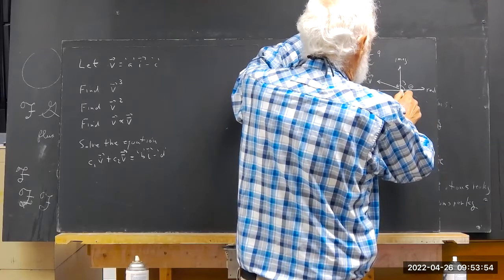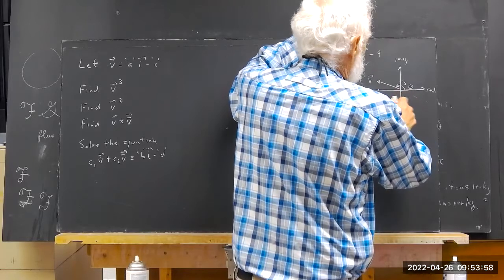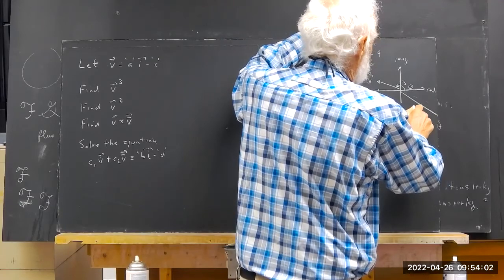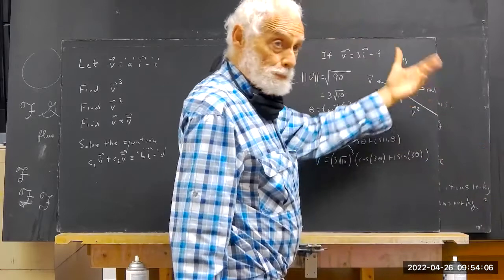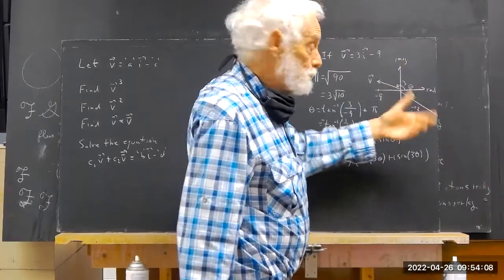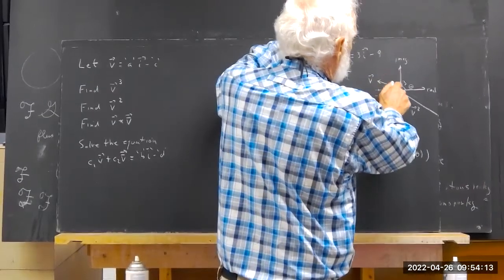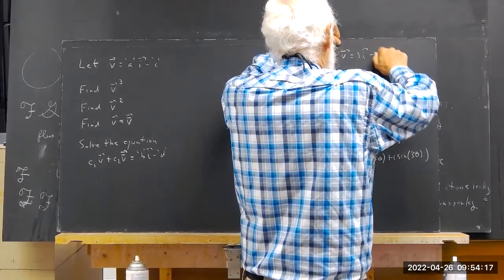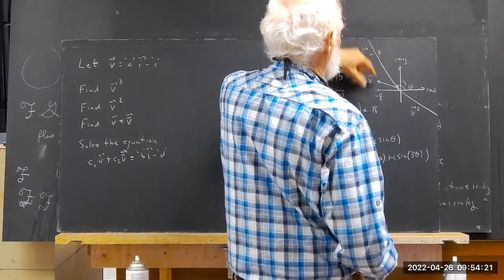So V squared. The magnitude of V is pretty big, but V squared is going to be here, and the tip is going to be off of them. It's going to be much longer. Then you come back here, and you come to an angle about here, and your V cubed will be along this line.